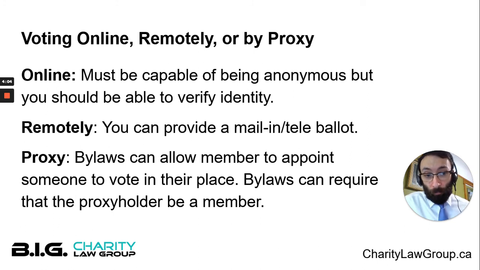You can also provide for votes ahead of time by providing mail-in ballots or giving people the option to vote by telephone. And finally, you don't have to, but your bylaws can provide members with the right to appoint a proxy. So this is somebody who attends the meeting on behalf of the member and votes on their behalf. Your bylaws can require that the appointed person, called the proxy holder, also be a member. You might want to do this if, for example, your members are a vulnerable community and you don't necessarily want just anybody showing up to the meeting.